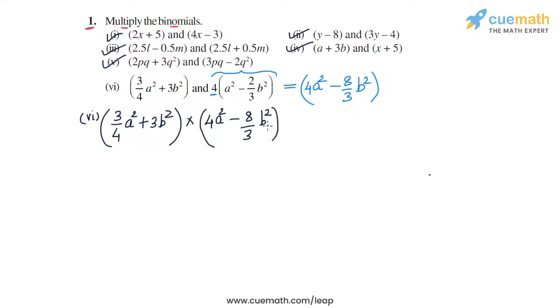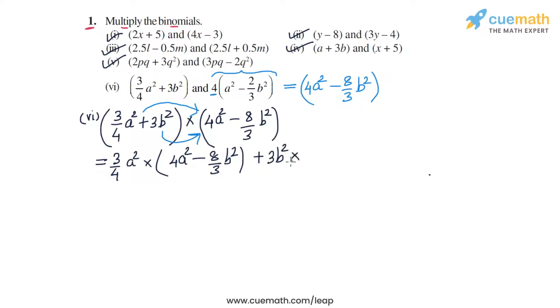And now we can expand this product using the distributive law. So we will take the product 3 by 4a square with the second bracket, and then 3b square with the second bracket. Okay, so we will get 3 by 4a square into 4a square minus 8 by 3b square. So this is one part of the product. And then we have 3b square into 4a square minus 8 by 3b square.